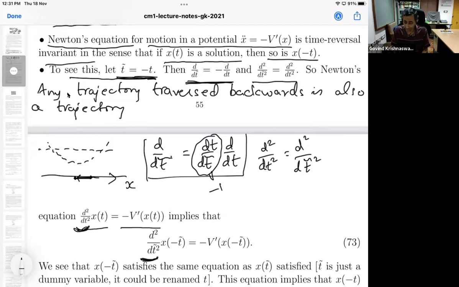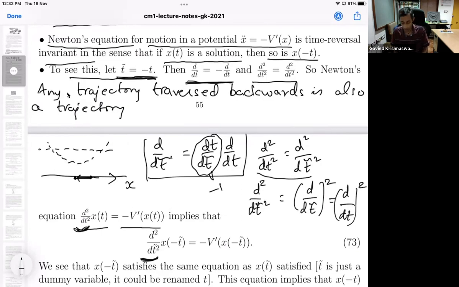By the way, if you didn't catch why this is the case, please observe that d squared by dt tilde squared is simply the square of this operation. You apply it twice. That is what we mean by the second derivative. You simply apply it twice. It's a square, and therefore that minus sign goes away. So that is all there is to it.